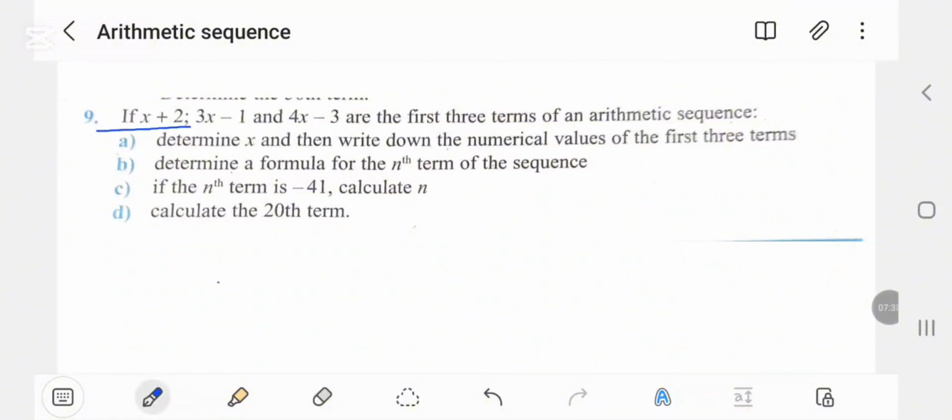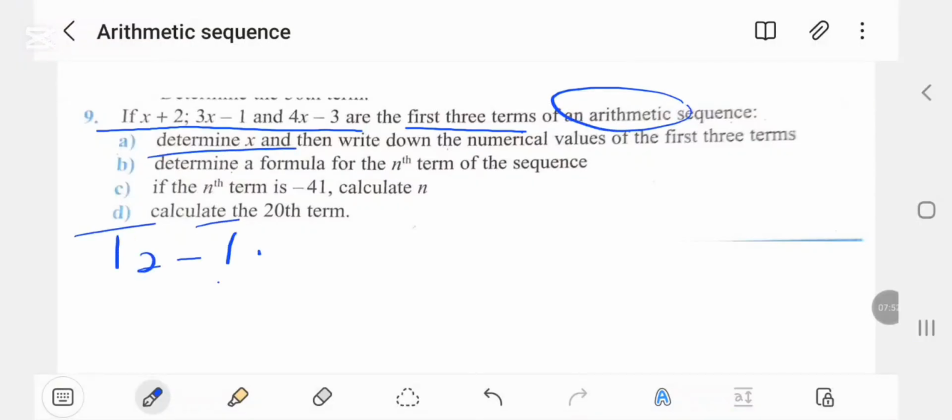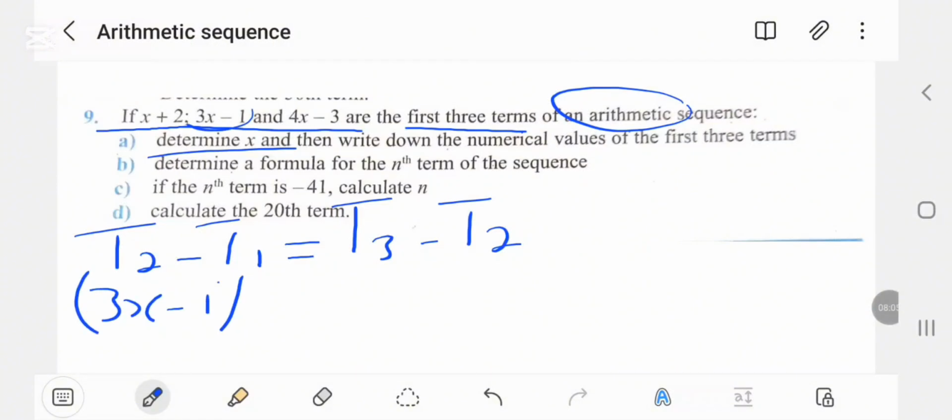If x plus 2, then 3x minus 1, then 4x minus 3 are the first three terms of an arithmetic sequence, determine x. Let's find x. We know T2 minus T1 is the same as T3 minus T2. T2 is 3x minus 1. We bracketize. It's very important that we bracketize.